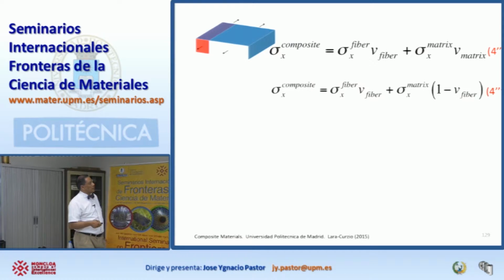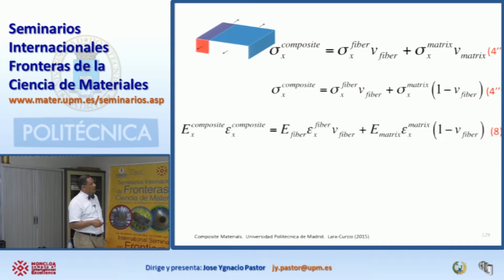which can also be written in that way, where the stress in the composite in this direction is going to be equal to the stress carried by the fiber multiplied by the volume fraction of the fiber plus the stress carried by the matrix multiplied by the volume fraction of the matrix. Now, going back to our elasticity relationships, you know that the stress is the product of Young's modulus times the strain.